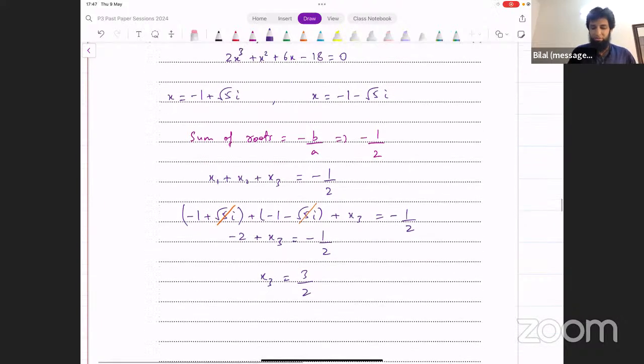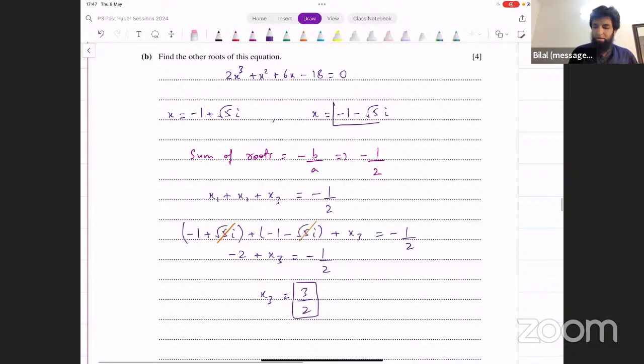So these are the three solutions that you've got then. 3 over 2, minus 1 minus under root 5 iota, and minus 1 plus under root 5 iota. These are the three roots that you've got. Okay.